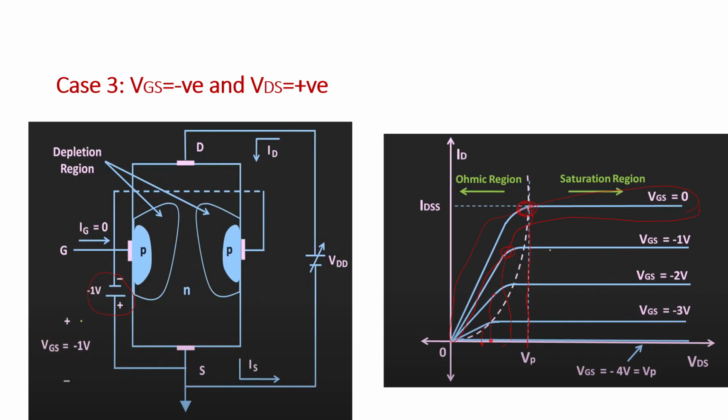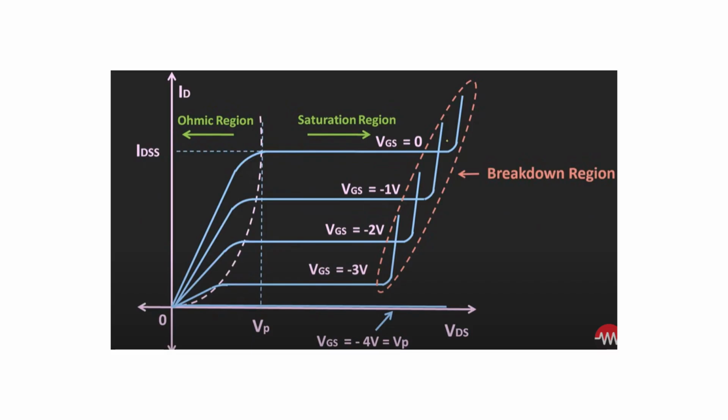Pinch off, depletion, even the breakdown. Breakdown is a condition that occurs when the maximum value of voltages are applied. So even breakdown occurs like this. So pinch off occurs early, and even the breakdown occurs early. So the ohmic region, as I explained, this is the saturation region, and this comes as the cutoff region. So this is the construction, working and characteristics of the N channel.